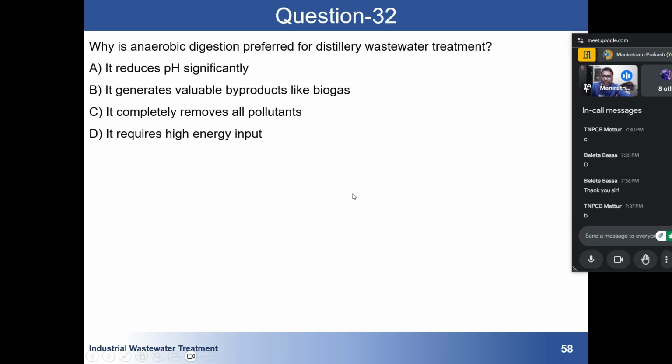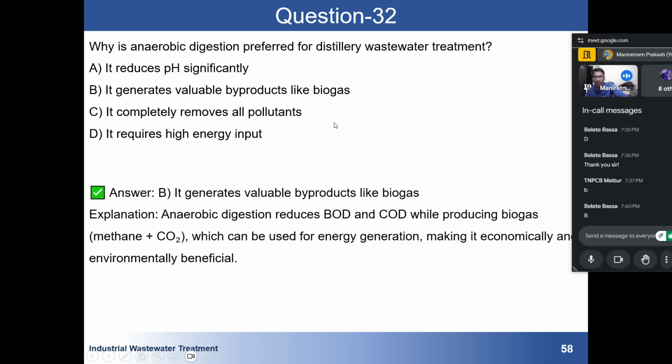Why is anaerobic digestion preferred for distillery wastewater? We have seen that for distillery we use anaerobic digestion, and for the other two we use activated sludge. Why is that? Can anyone say? B, yes, the correct answer is B. It generates valuable byproducts like gas. Anaerobic digestion reduces BOD and COD while producing biogas, methane plus CO2, which can be used for energy generation, making it economically and environmentally beneficial.